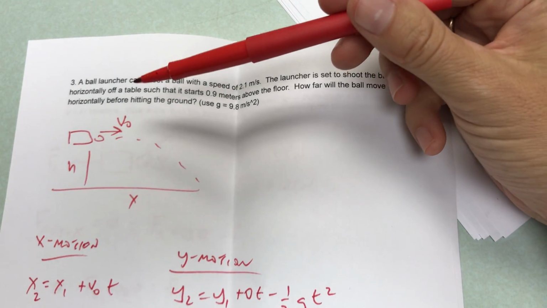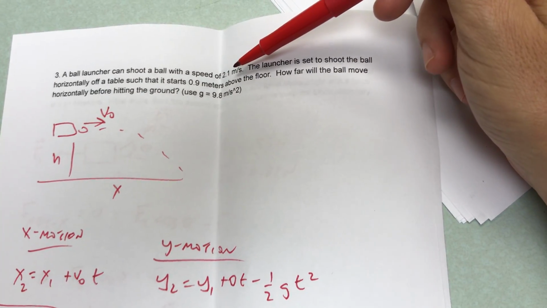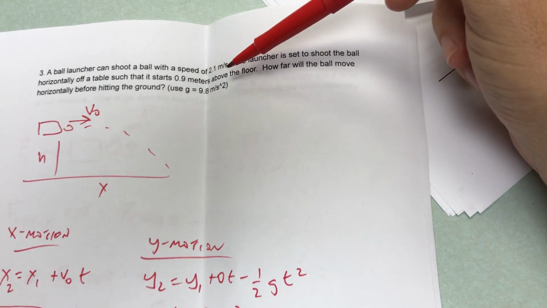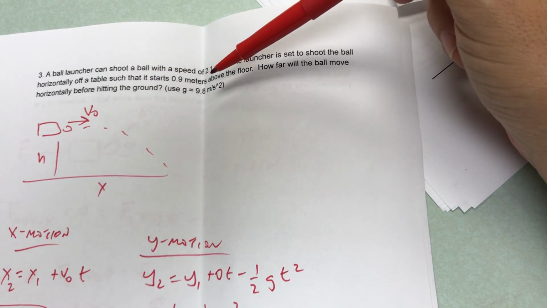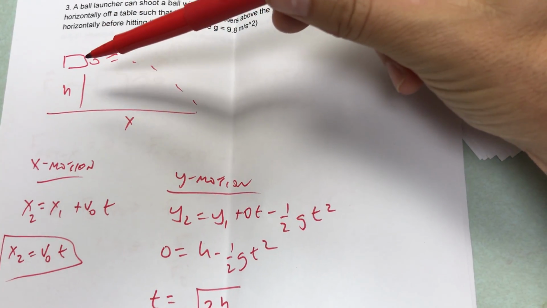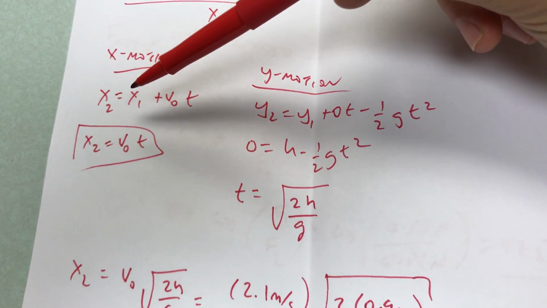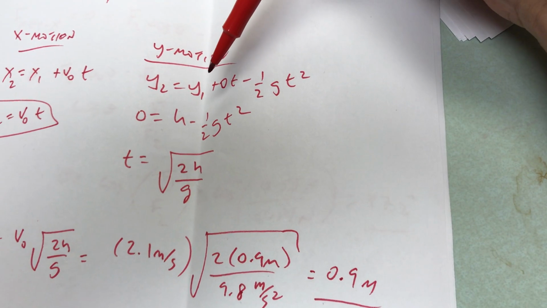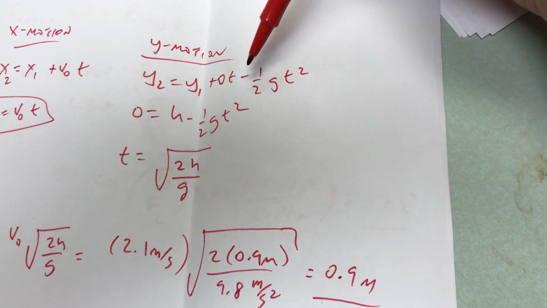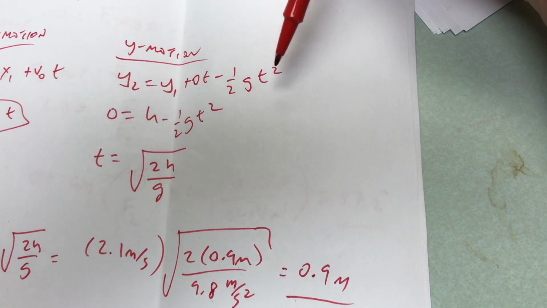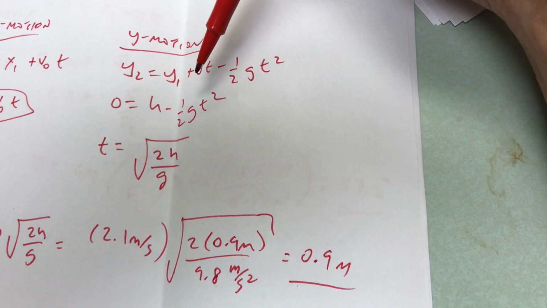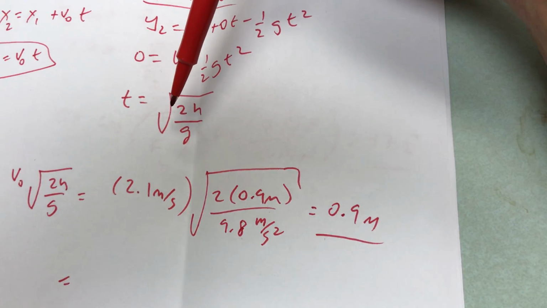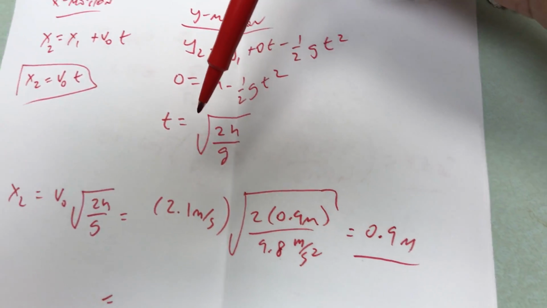A ball launcher shoots a ball with a speed of 2.1 meters per second, and it starts 0.9 meters above the floor. How far does the ball move before hitting the ground? So here's my picture. I break this into an x motion and a y motion. Let's look at the y first. So I have y2 is y1 plus v0t minus 1/2 gt squared, and the initial velocity is 0. I can solve for the time, square root of 2h over g.